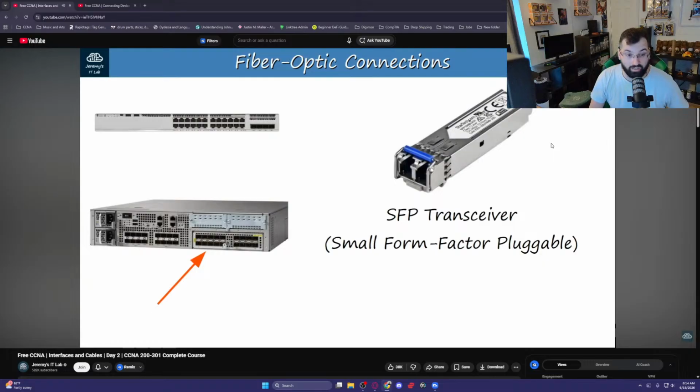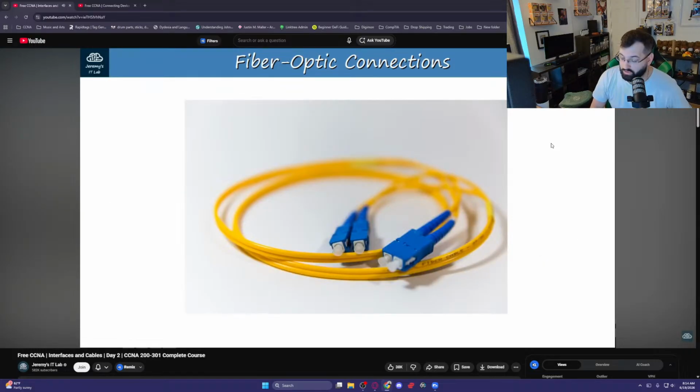What kind of cable connects one of these? Those things cannot get dirty, by the way. You connect one of these cables. This is a fiber optic cable. If you get dirt in there, you're done.